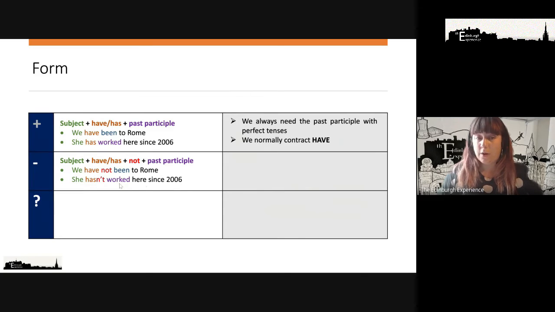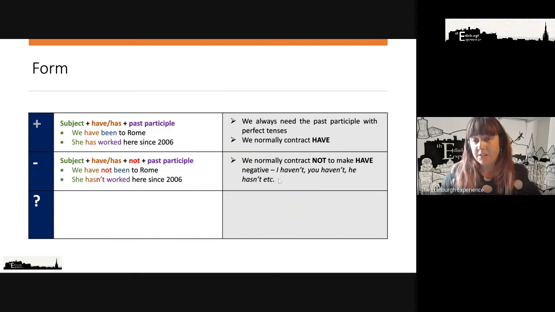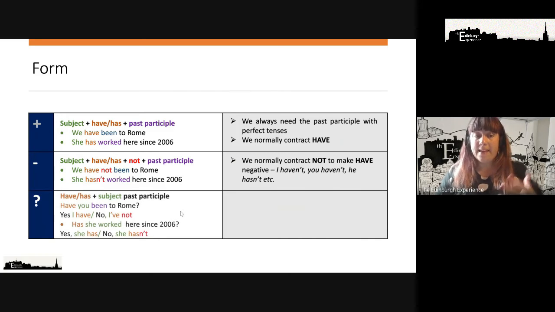She hasn't worked here since 2006. Again, we normally contract not to make have negative. So we'd say I haven't, you haven't, or he hasn't, and so on. And finally, if we're making a question, we invert, right? We start with our auxiliary, have or has for the third person, the subject, and the past participle. Have you been to Rome?